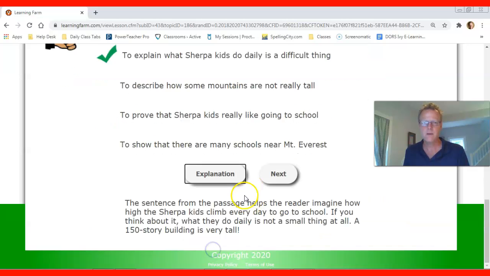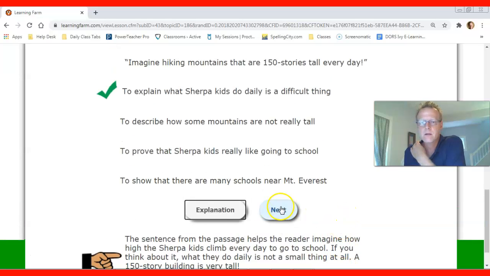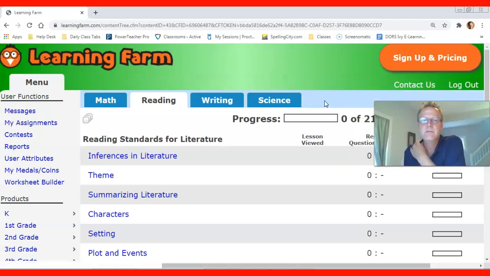Good. Let's look at the explanation. The given sentence helps the reader imagine how high the Sherpa kids climb every day to go to school. If you think about it, what they do daily is not a small thing at all. A 150-story building is very tall. All right. Very good.